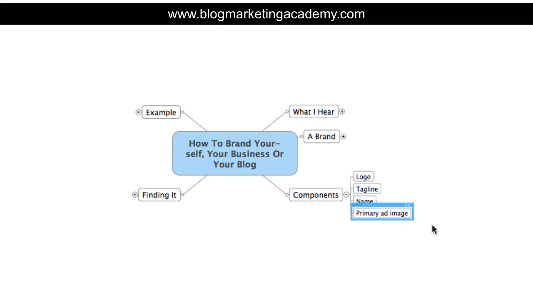And then you've got the primary ad image. Now, you're probably going to be using a lot of images out there on the web. But when you put your ad campaigns together, and the logo, and maybe any imagery that you have in your header, you want to take into account what that image is communicating.